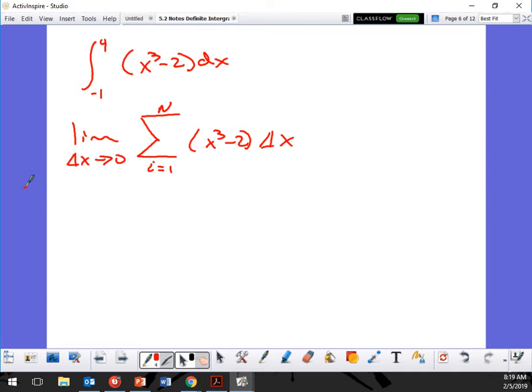So that's what this really means. I'm going to find it as my delta x goes to 0. The thickness of my rectangles gets so minuscule that it's going to 0, but it's actually not going to be 0. It's approaching 0. What is I then?